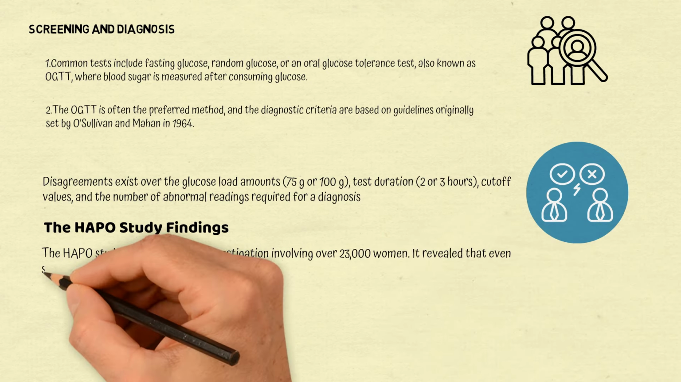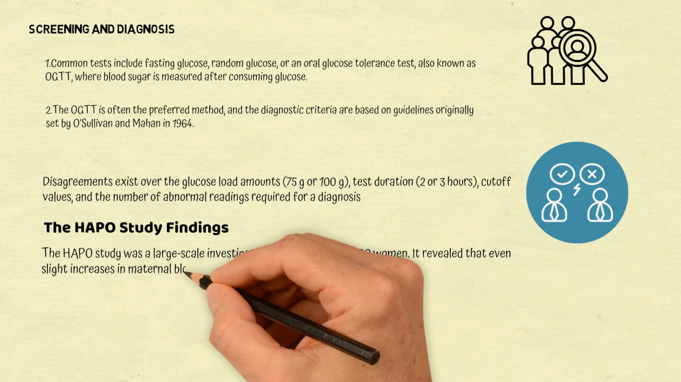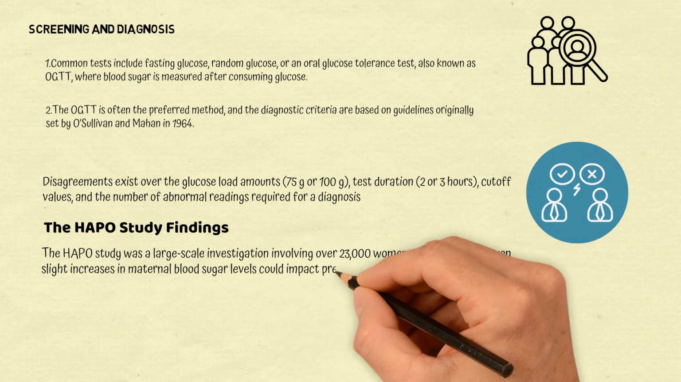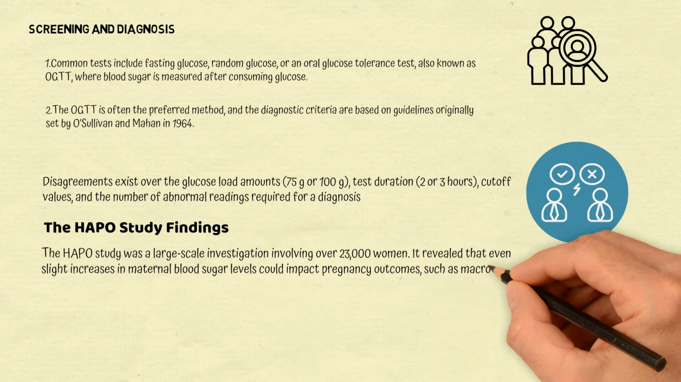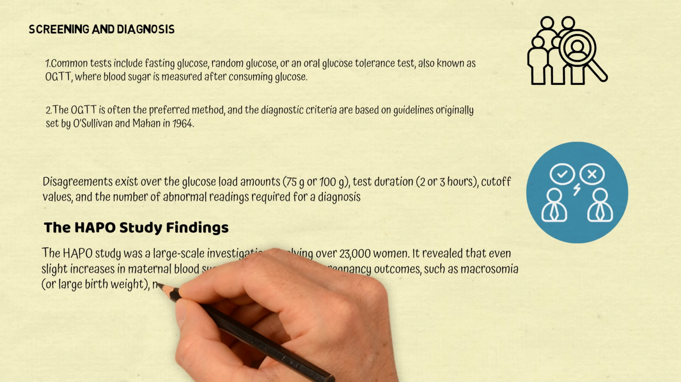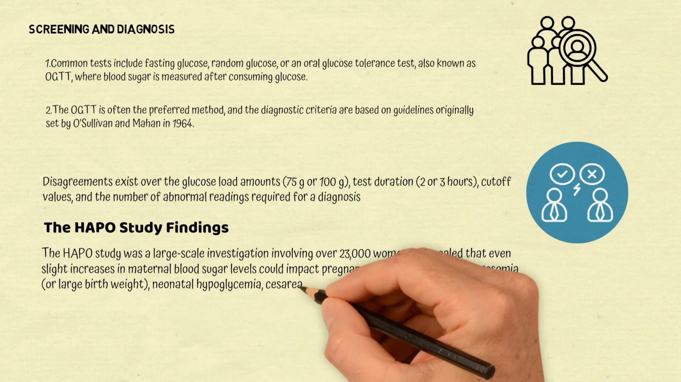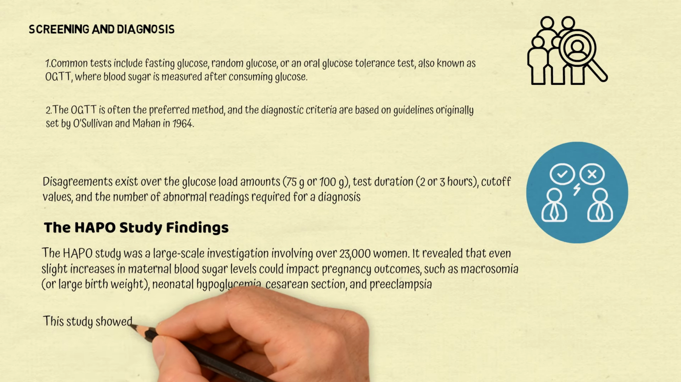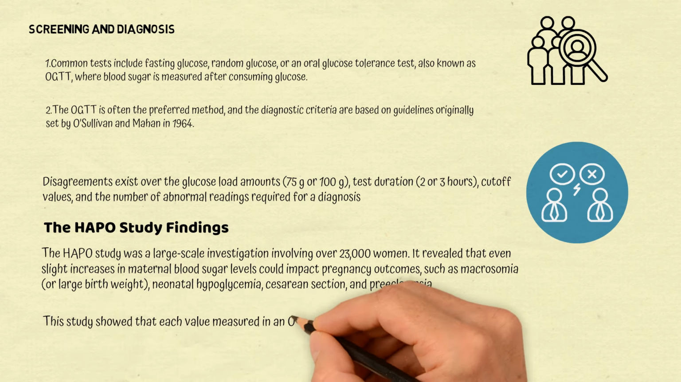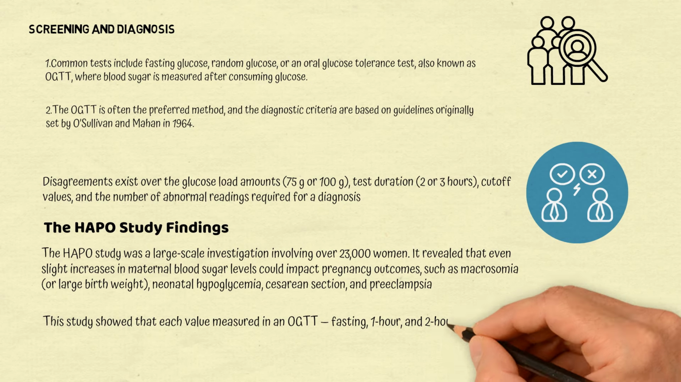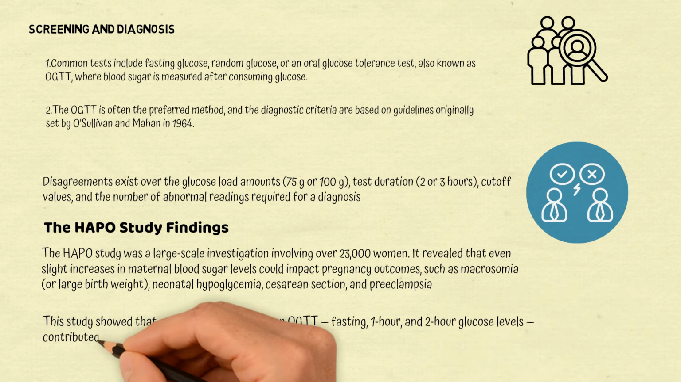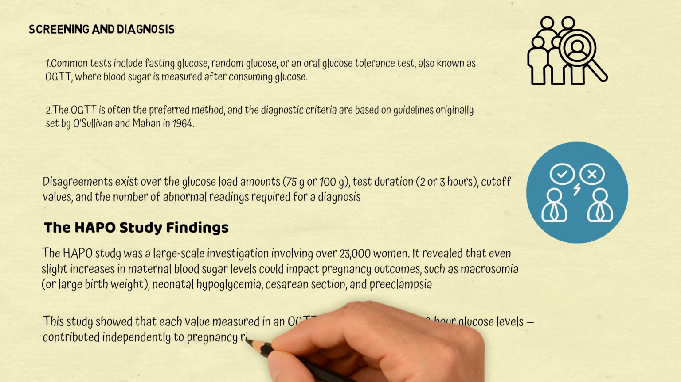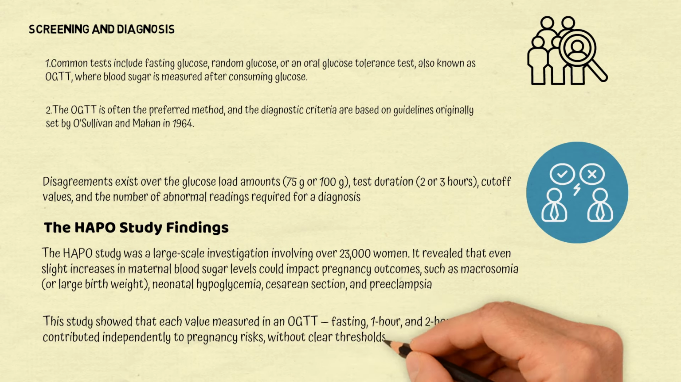It revealed that even slight increases in maternal blood sugar levels could impact pregnancy outcomes, such as macrosomia, or large birth weight, neonatal hypoglycemia, cesarean section, and preeclampsia. This study showed that each value measured in an OGTT, fasting, 1 hour, and 2-hour glucose levels, contributed independently to pregnancy risks, without clear thresholds.